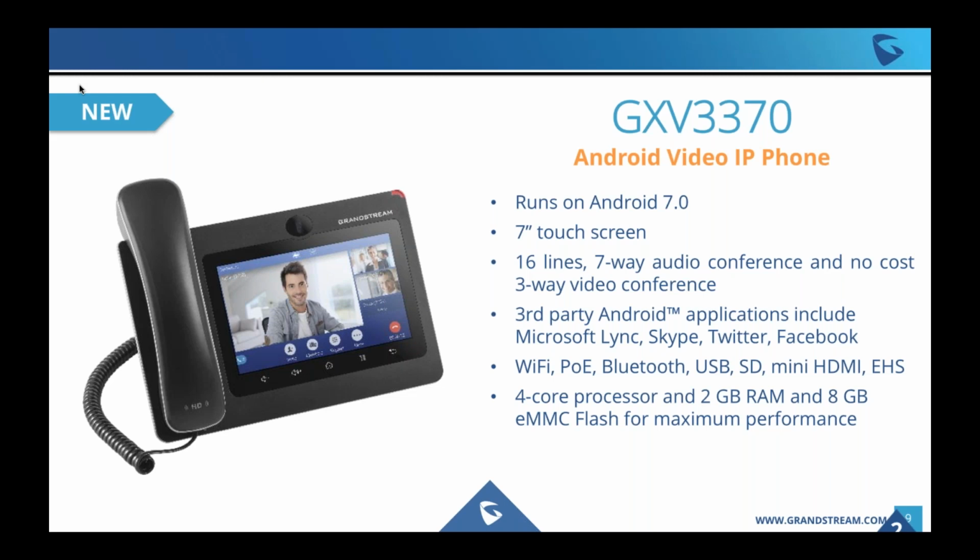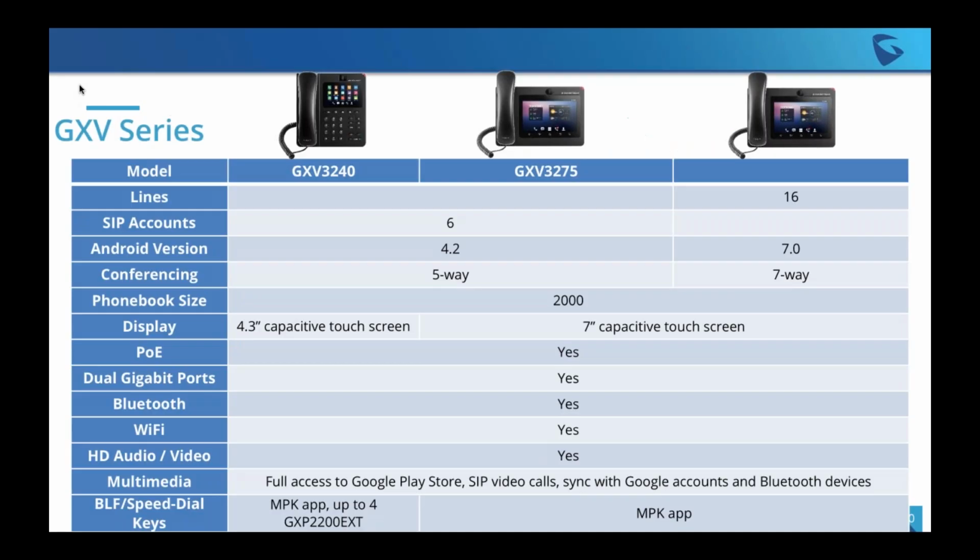And the way that I like to kind of describe these devices, you see the 3370 here on the screen. This is the newest one that we released last year. There are 3 current models within the series, which I'm actually going to show you here on the next slide. Looks like I forgot to fill in the far right. The far right is the GXV 3370.